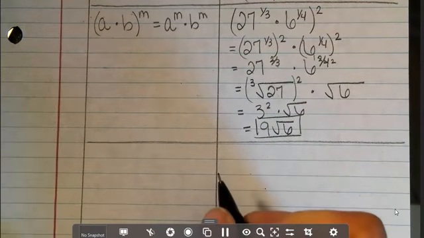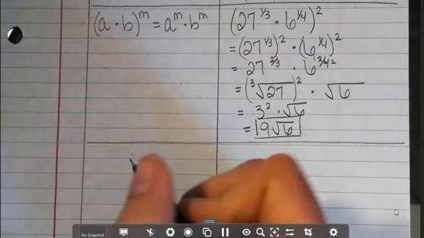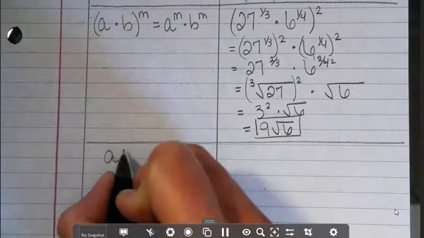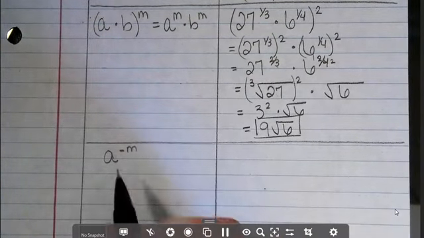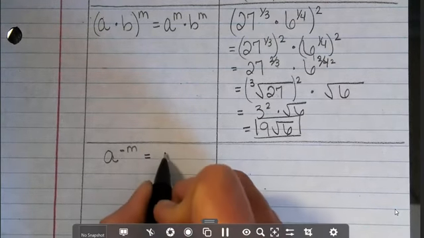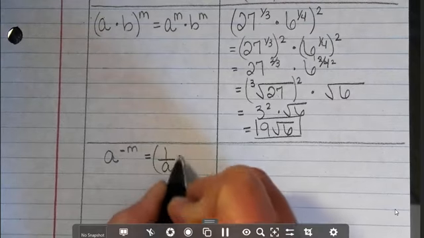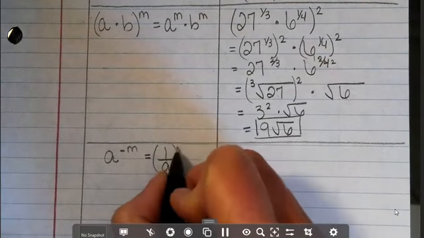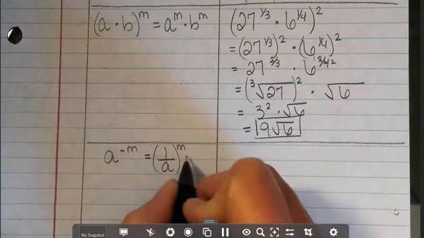Okay, another property that we just recently reviewed, and we're going to review again, is a to the negative power. So what happens when I have something raised to a negative? It means I take the base and I do the reciprocal of it, okay, and then I raise that to the nth power. But what if there was something already on top?